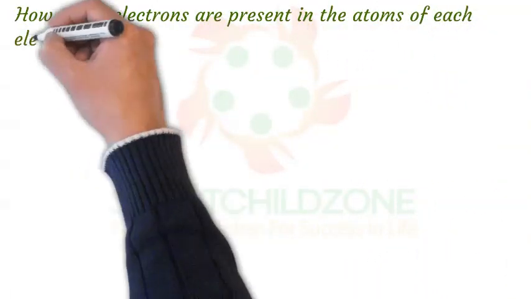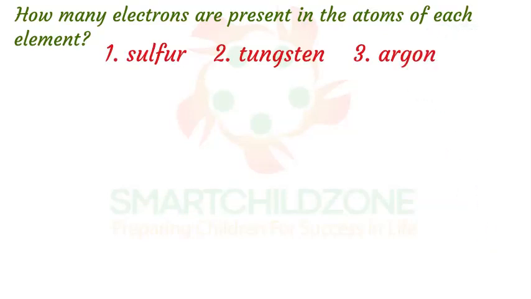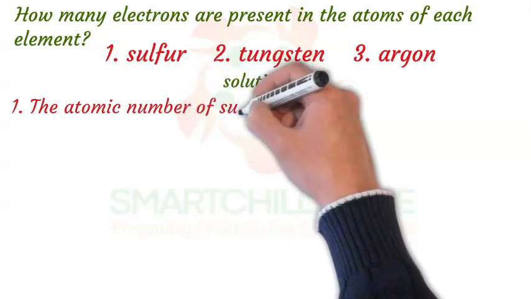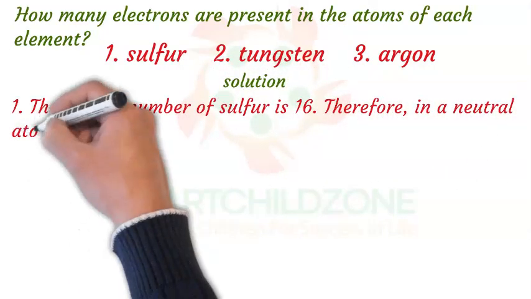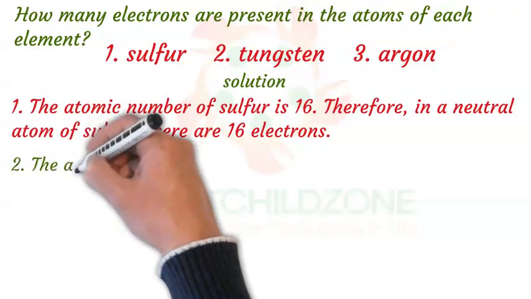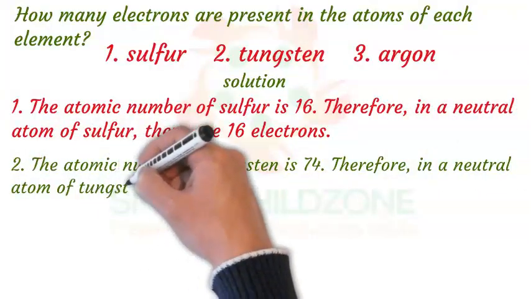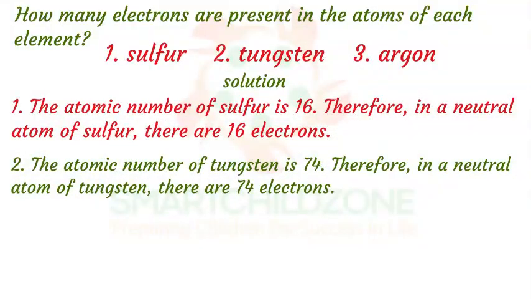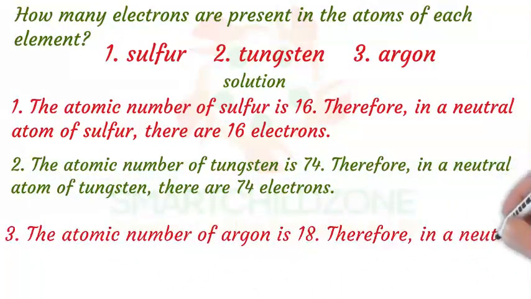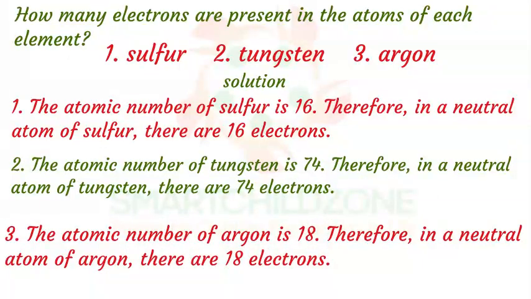How many electrons are present in the atoms of each element? The atomic number of sulfur is 16. Therefore, in a neutral atom of sulfur, there are 16 electrons. The atomic number of tungsten is 74. Therefore, in a neutral atom of tungsten, there are 74 electrons. The atomic number of argon is 18. Therefore, in a neutral atom of argon, there are 18 electrons.